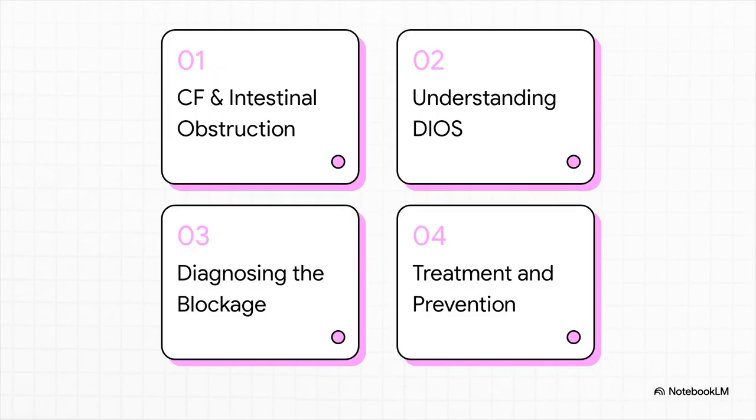So here's our game plan. First, we're going to look at the big picture of GI problems in cystic fibrosis. Then we'll zero in on what DIOS actually is. After that, we'll get super practical with how you diagnose it. And finally, we'll wrap up with the really crucial stuff: how you treat it, and just as important, how you stop it from happening again.